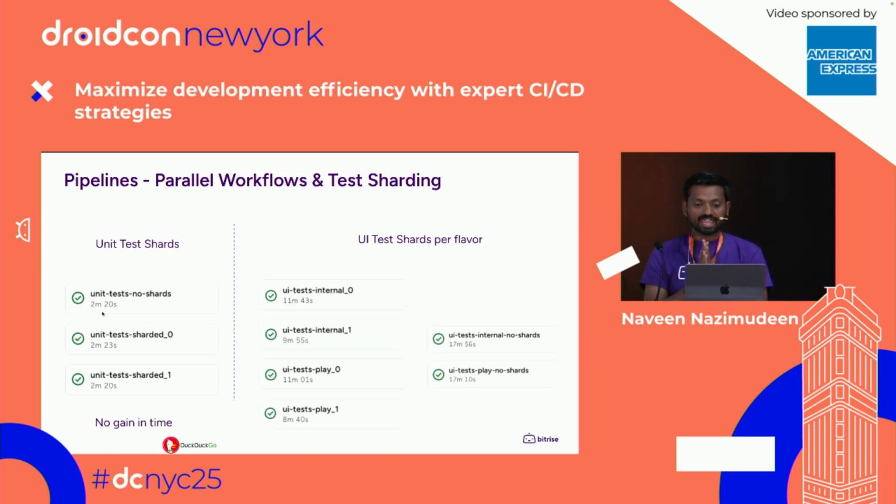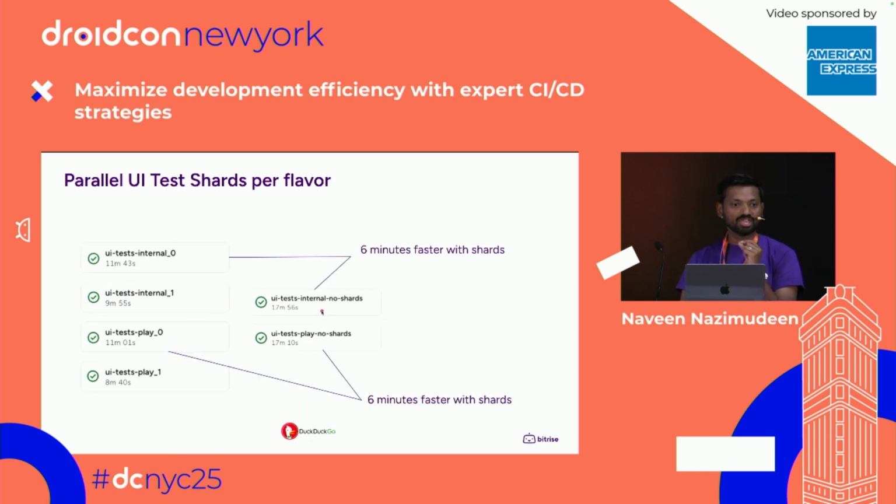Now, for integration tests, DuckDuckGo had two flavors. They had the play flavor and internal flavor. So I ran the UI test shards per flavor all in parallel. And then here you can compare it with running both the flavors in parallel without shards, and you can see a substantial time gain with shards for integration test. It ran about 6 minutes faster with shards for integration tests.